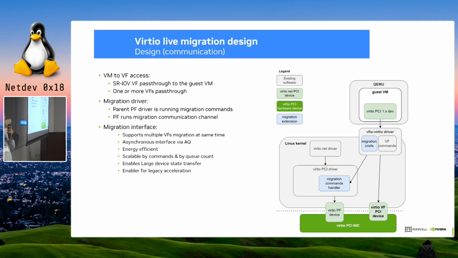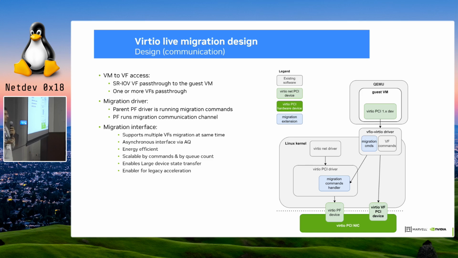Now, the obvious question is why PF? If you go back to our design principles, you will learn that we want to support FLR, function level reset, and whatever device level reset. And since those are happening on the VF, a migration channel cannot be on the VF because those two operations, somewhere or the other, are going to block it. So that's why the trusted PF is in place to handle this migration.